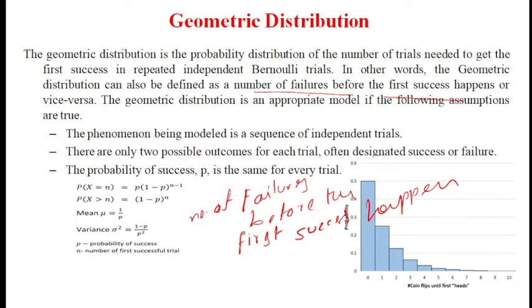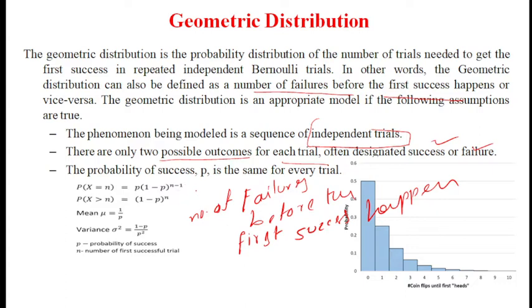The geometric distribution is an appropriate model under the following assumptions. What are they? The phenomenon being modeled is a sequence of independent trials. There are only two possible outcomes for each trial, as we discussed under the Bernoulli distribution, the binomial distribution, and the geometric distribution, often designated success or failure. What would be the formula for this geometric distribution?